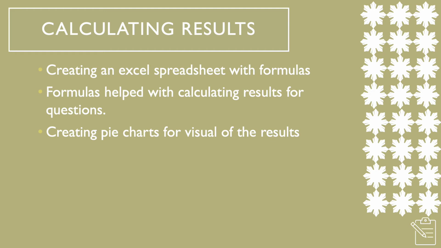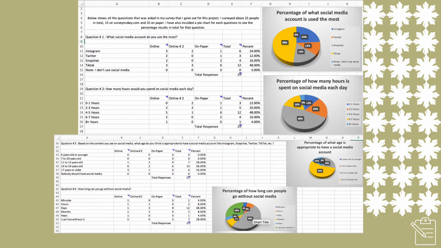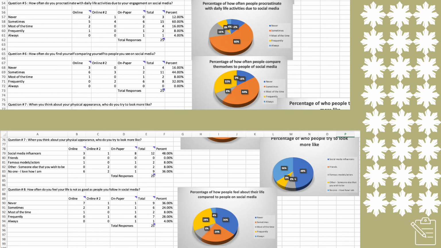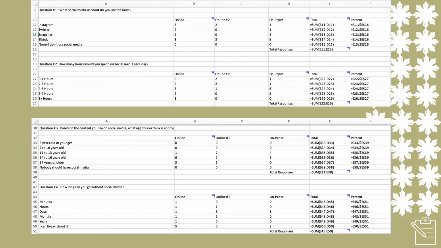After doing that, you would want to calculate your results. I did this by using an Excel spreadsheet with formulas, and these formulas helped me with calculating the results for the questions. I also created a visual using pie charts to see the overall view of the results. Here are the screenshots of my Excel spreadsheet along with the pie charts that were created. This is the screenshot of the same exact Excel spreadsheet, but showing the formulas that I've used.